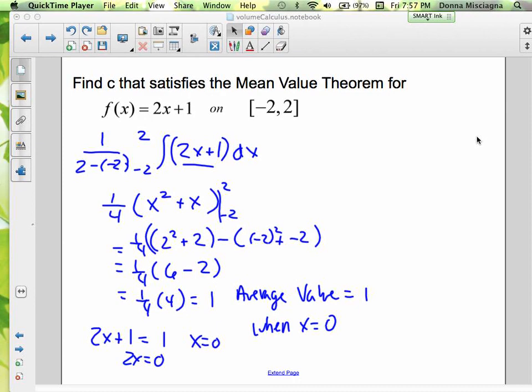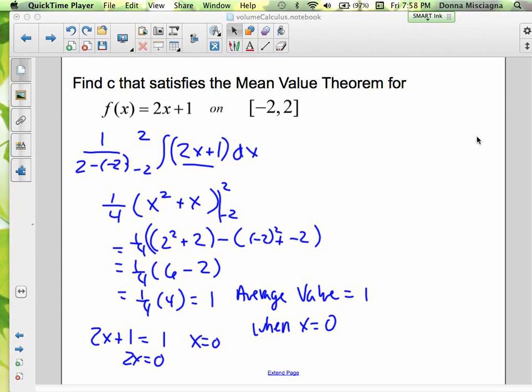Welcome back to mean value theorem. All right, so we have f of x equals 2x plus 1 on negative 2 to 2, and we want to find the value of c that satisfies the mean value theorem. So we're going to integrate, evaluate, and multiply by 1 over the change on the interval. And that is going to give us the average value.